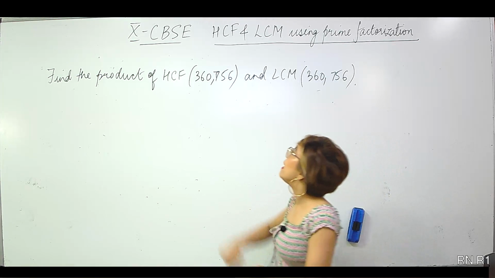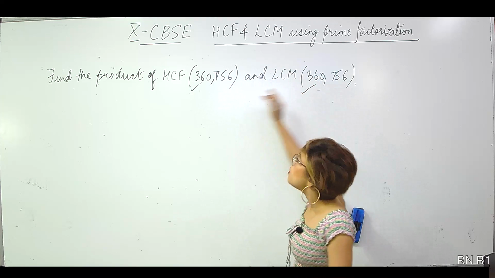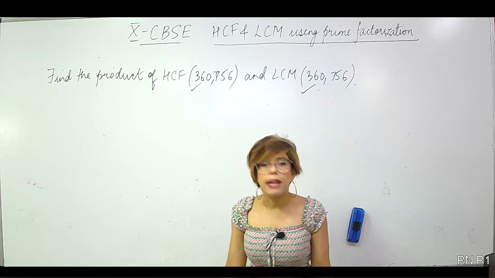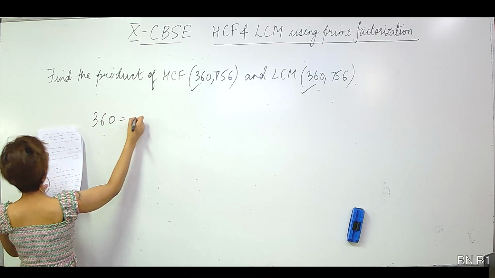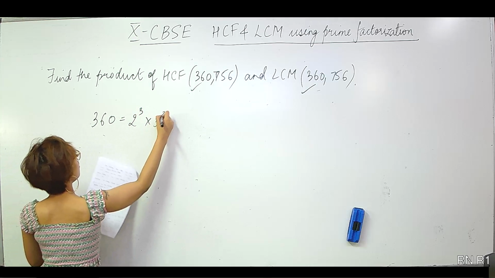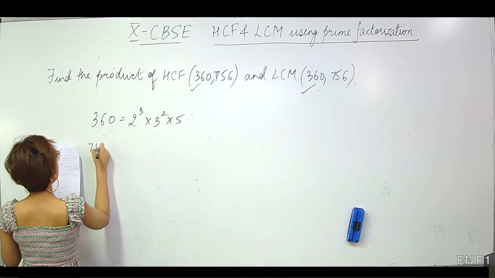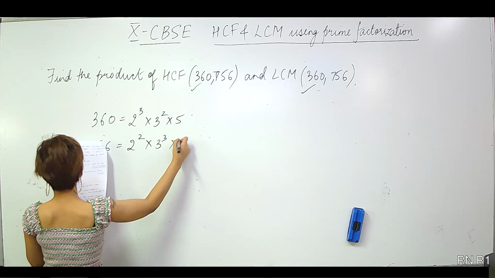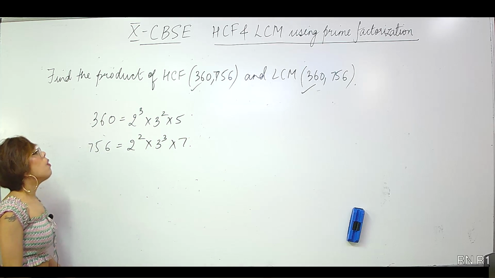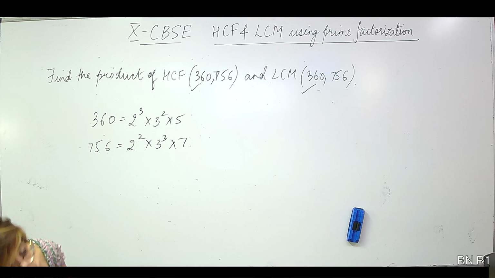In order to find the HCF and the LCM, you need the prime factorization of the two numbers. Right? So I will just write the prime factorization first. 360 can be written as 2 cube into 3 square into 5, and 756 can be written as 2 square into 3 cube into 7. Right? Now you know the two prime factorizations. Let me write the HCF.